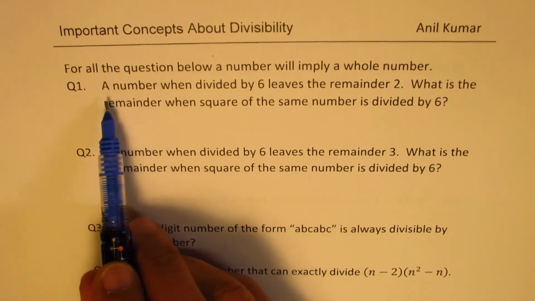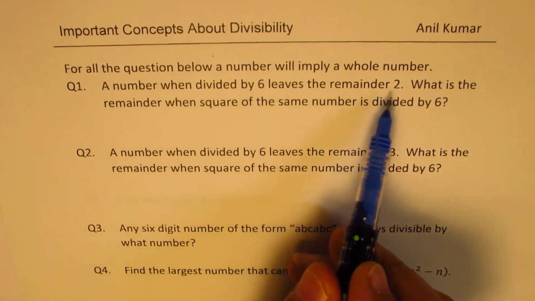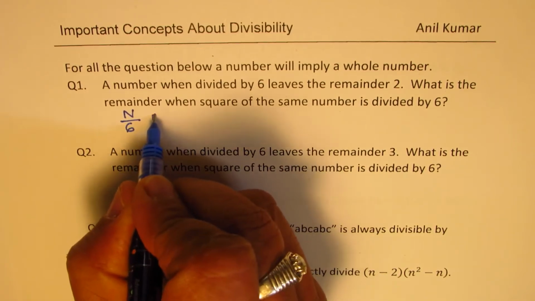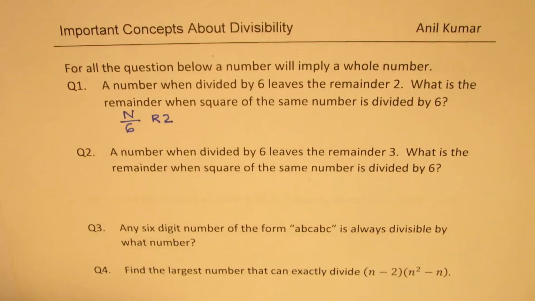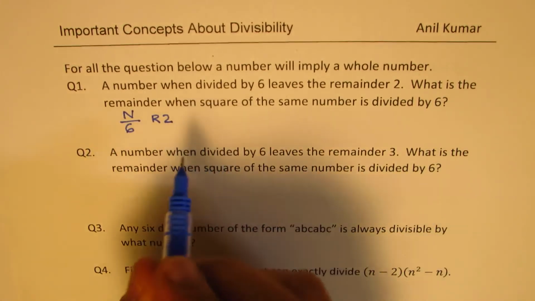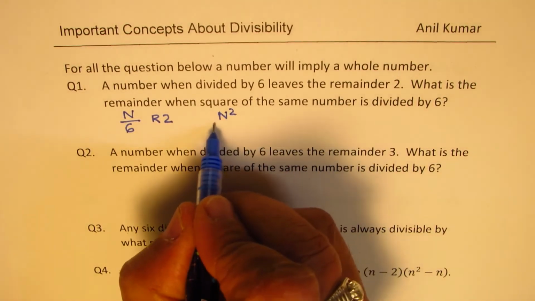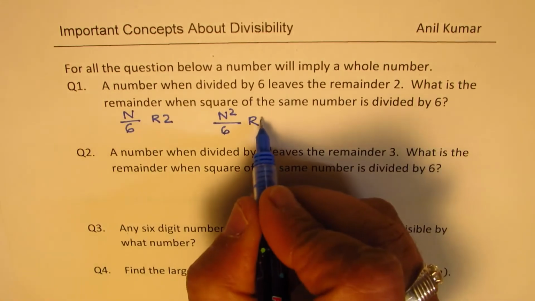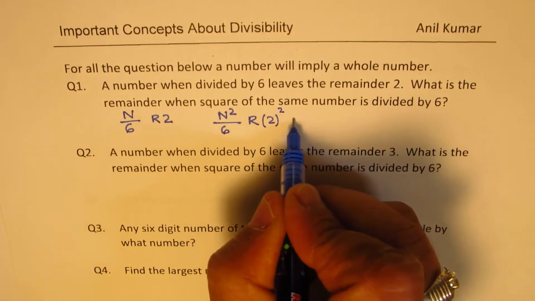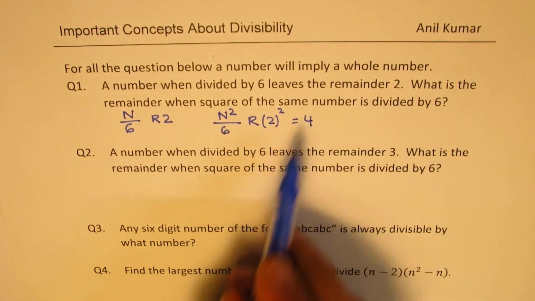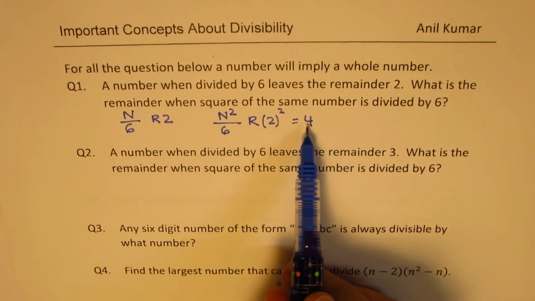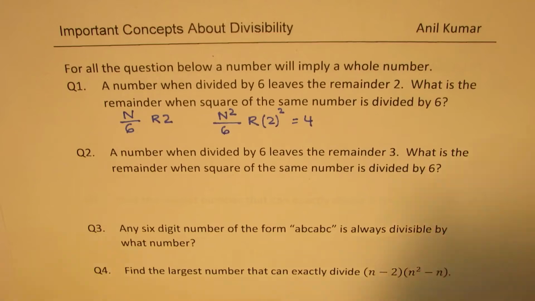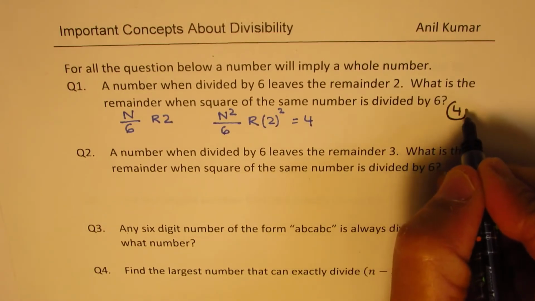It says, a number when divided by 6 leaves remainder 2. So let this number be n, and when you divide this by 6, you get remainder of 2. What is the remainder when square of this number is divided by 6? Whenever you divide square of that number by 6, remainder will be square of this number. So remainder will be 2 square, and that is going to be 4. Right? So that becomes our answer. Now since 4 is less than 6, that is going to be the remainder. Correct? So we get our answer as 4 in this particular case.